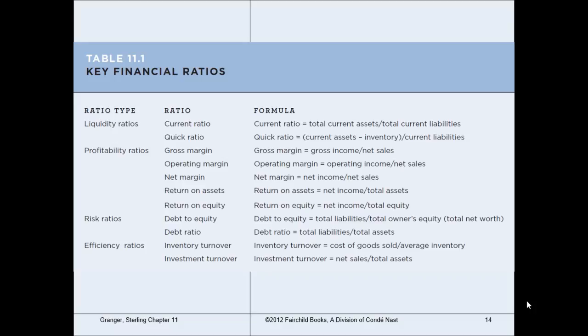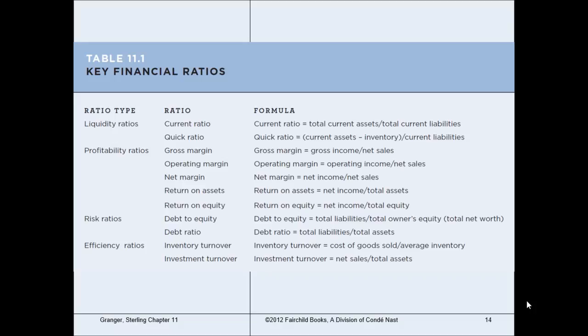Next are your profitability ratios. And the first one is your gross margin. And it measures the overall profit and shows how well the business is controlling its cost. And your gross margin is taking your gross income and dividing it by net sales.